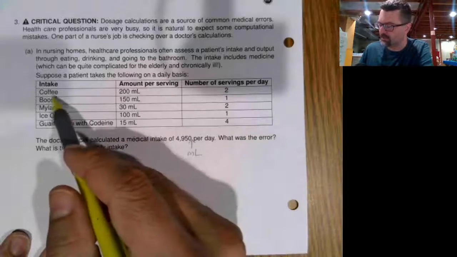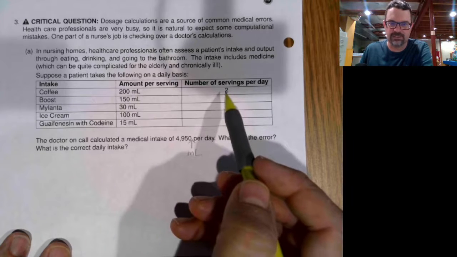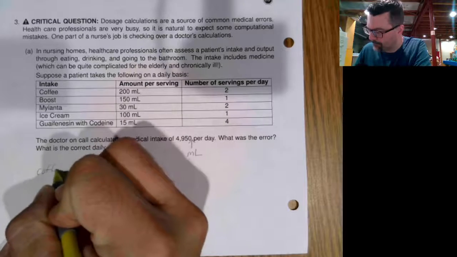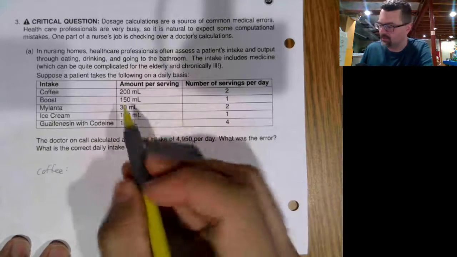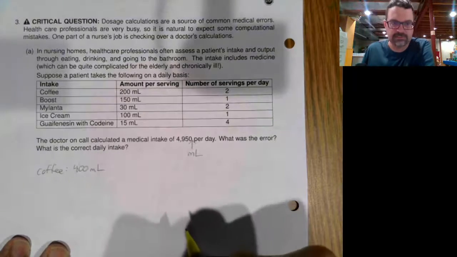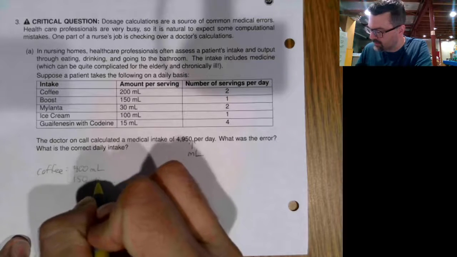All right, so coffee, 200 milliliters for every serving, and that happened twice a day. So in terms of the coffee, this patient took in 200 times 2. That is 400 milliliters. One serving of Boost, so that's 150.